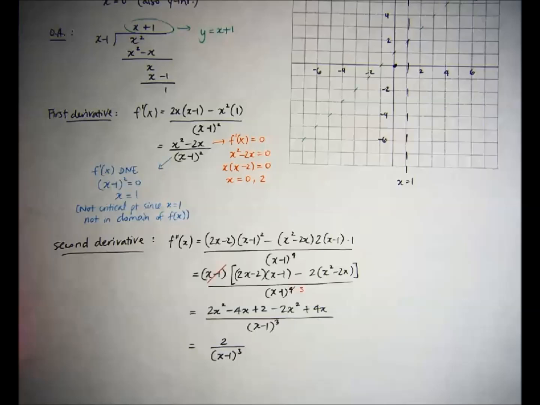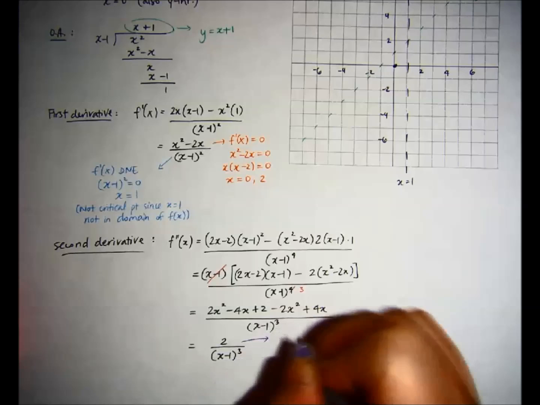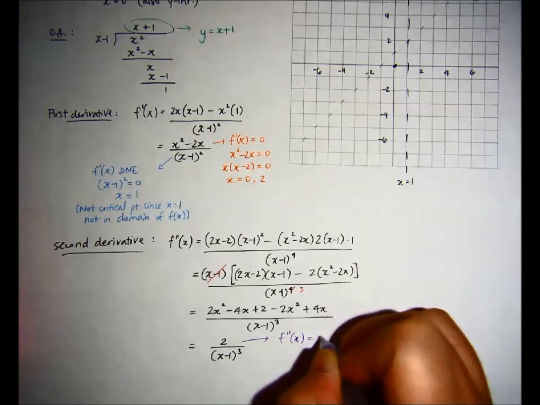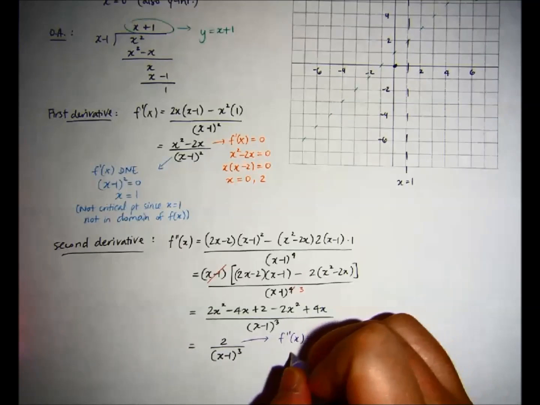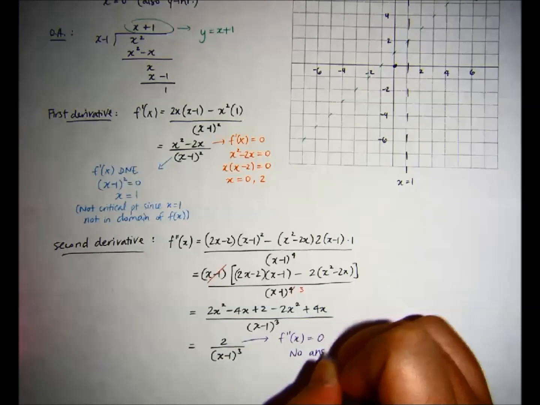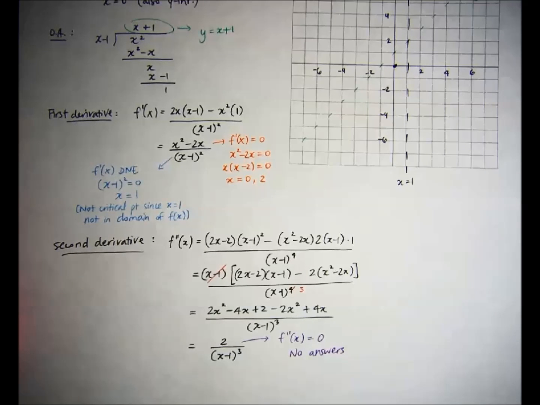And at this point, we need to figure out any values of x that will give us a second derivative that does not exist, or where the second derivative is equal to 0. So if we try to make the second derivative equal to 0, the only possible way is if the numerator equals 0. But that's not possible. 2 doesn't equal 0.